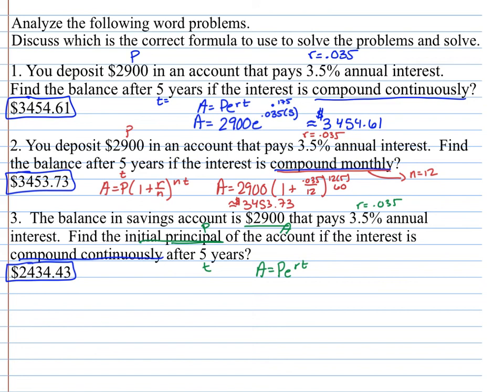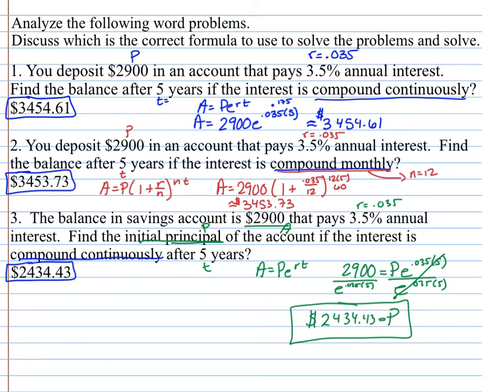We know that A is 2,900. Our P is what we're trying to find, and we have our e. Our r is 0.035 times 5. We divide both sides by that. That goes away. We're going to find our P, and when we plug that into the calculator, it should give us $2,434.43.